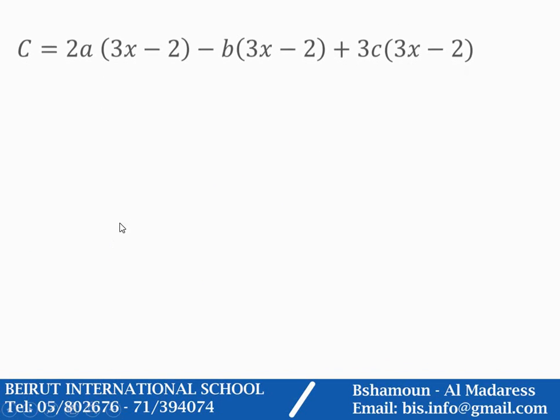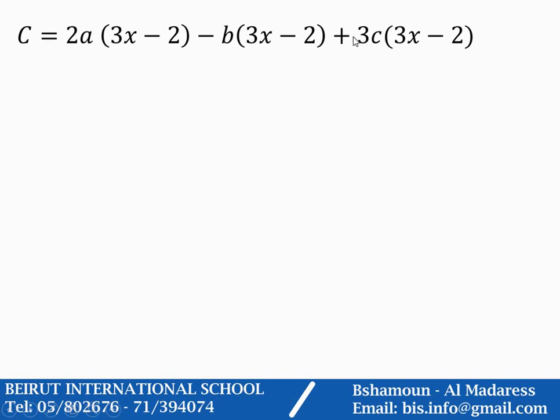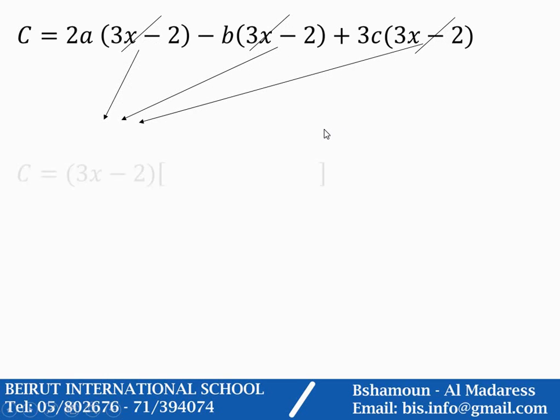Let us move to C. C is an expression formed of three terms. But what is the common here? Yes, it's 3x minus 2, 3x minus 2, 3x minus 2. So it's 3x minus 2. You simplify it from each term and you write it outside. And what to write inside? Yes, it's the remaining terms.